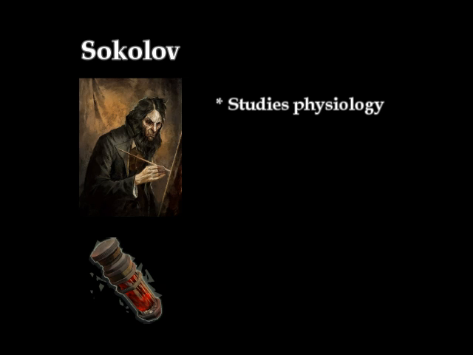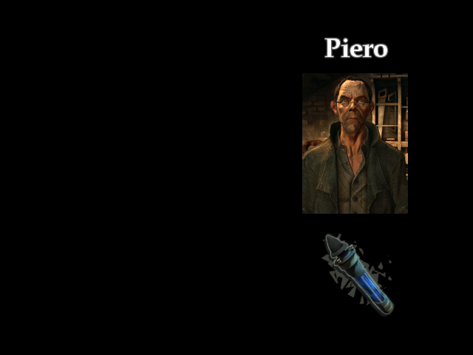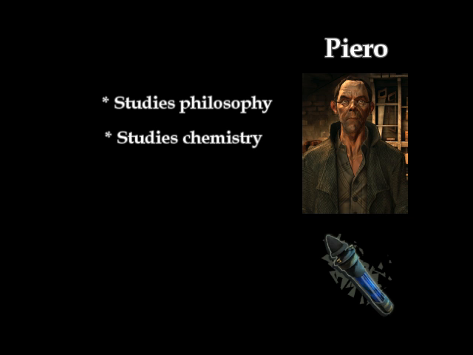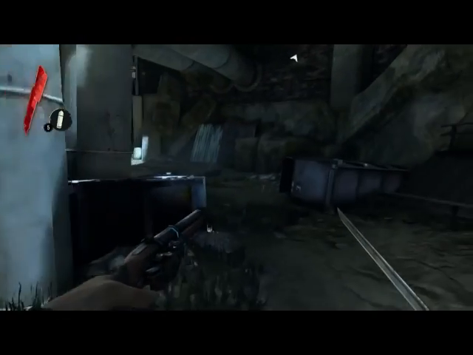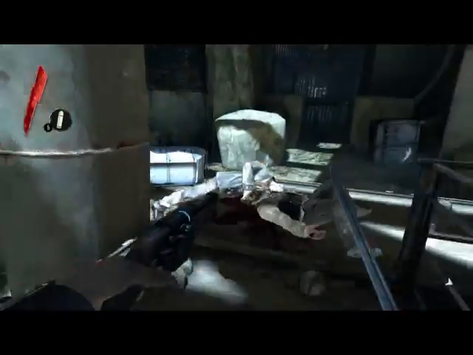Sokolov is obsessed with vivisections. His ambition to study physiology has even led him to perform tests on imprisoned individuals. Meanwhile, Piero is a scientist and philosopher by nature, constantly exercising his mind to explore new ventures. From a lore point of view, it makes sense to have Sokolov attributed to the health potion, while Piero is attributed to the mana potion.